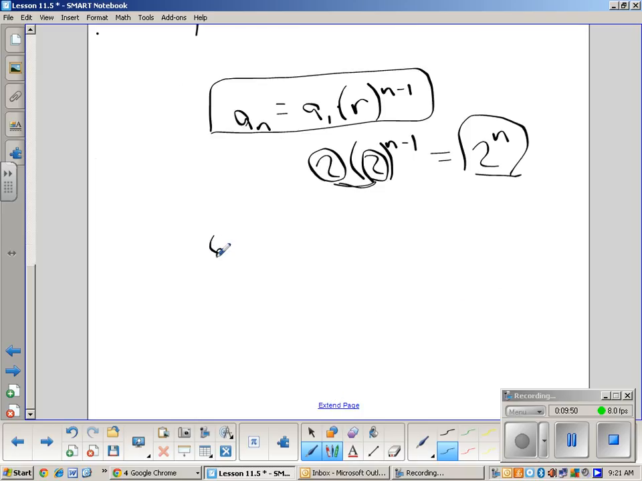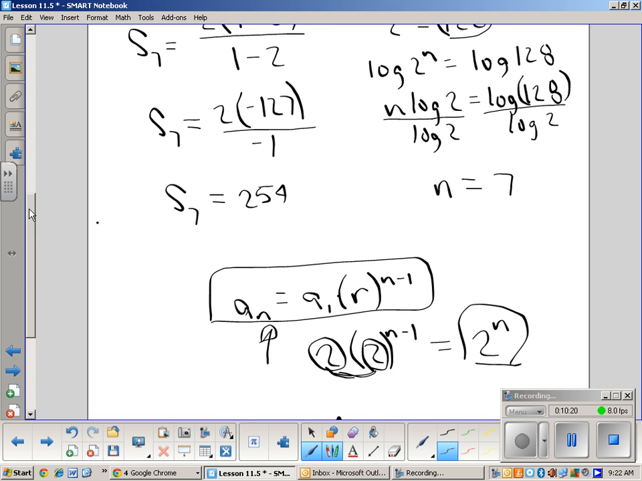If I went 6, 12, 24, if I went like this, now my first term and my common ratio are not the same number. So I have to look at it as they do in this formula here. But in our example, the first term was 2 and the common ratio was also 2, being the same number, so it does simplify to a simpler expression. Okay?